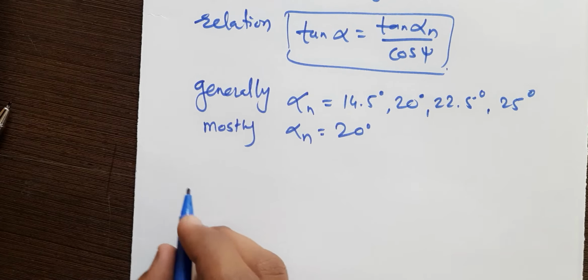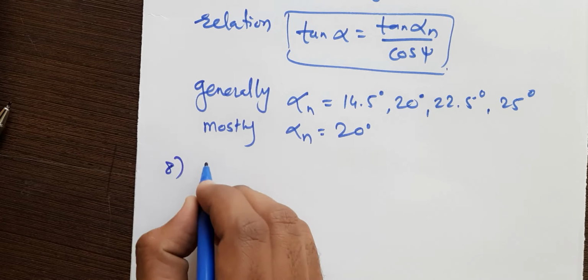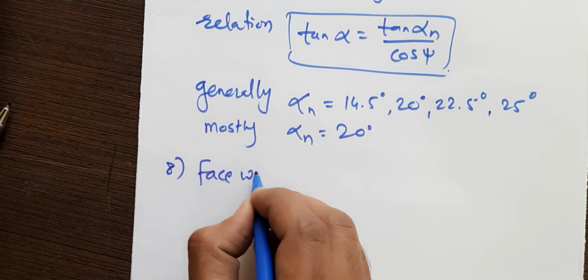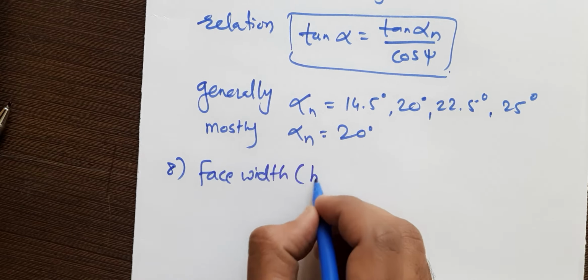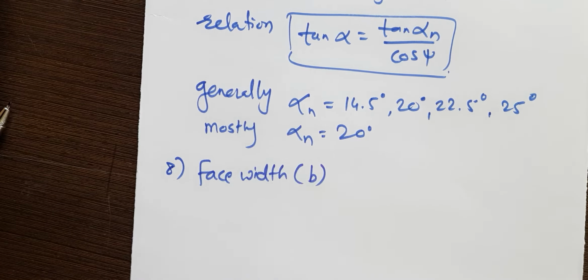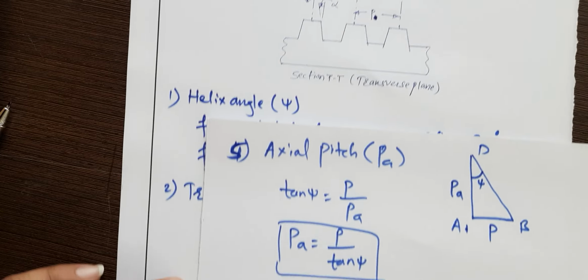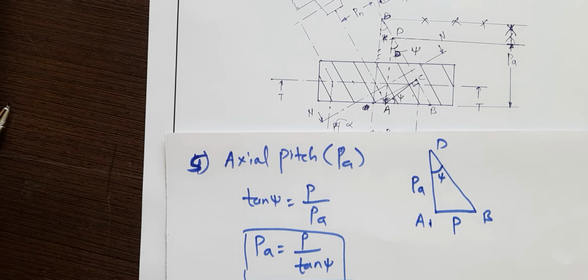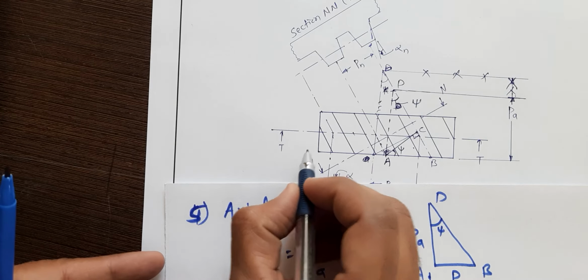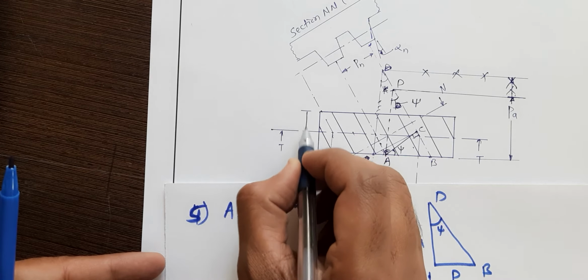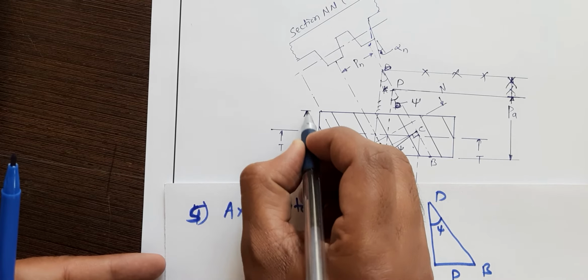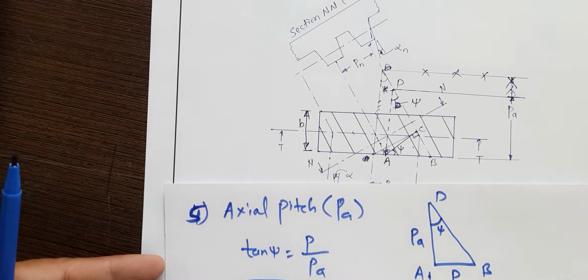Then the next terminology is face width. Face width we will denote by B. So the face width will be this axial width of the gear. So this is nothing but face width B.